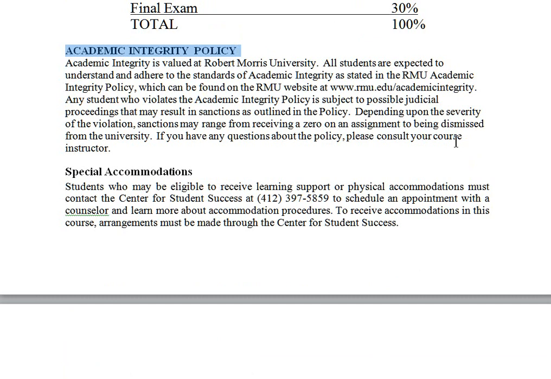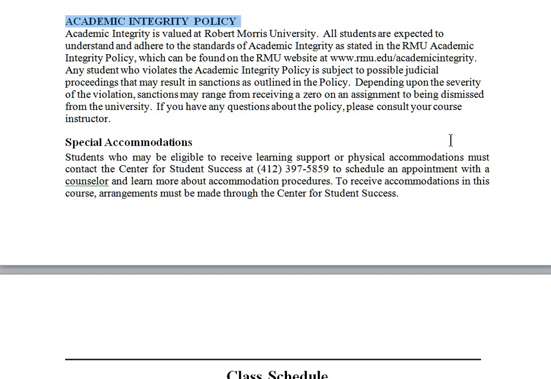The academic integrity policy. Academic integrity is valued at RMU. All students are expected to understand and adhere to the standards of academic integrity as stated in the RMU Academic Integrity Policy, which can be found at the RMU website, www.rmu.edu/academic integrity. Any student who violates the academic integrity policy is subject to possible judicial proceedings that may result in sanctions as outlined in the policy. Depending upon the severity of the violation, sanctions may range from receiving a 0 on an assignment to being dismissed from the university. If you have any questions about the policy, please consult your course instructor.